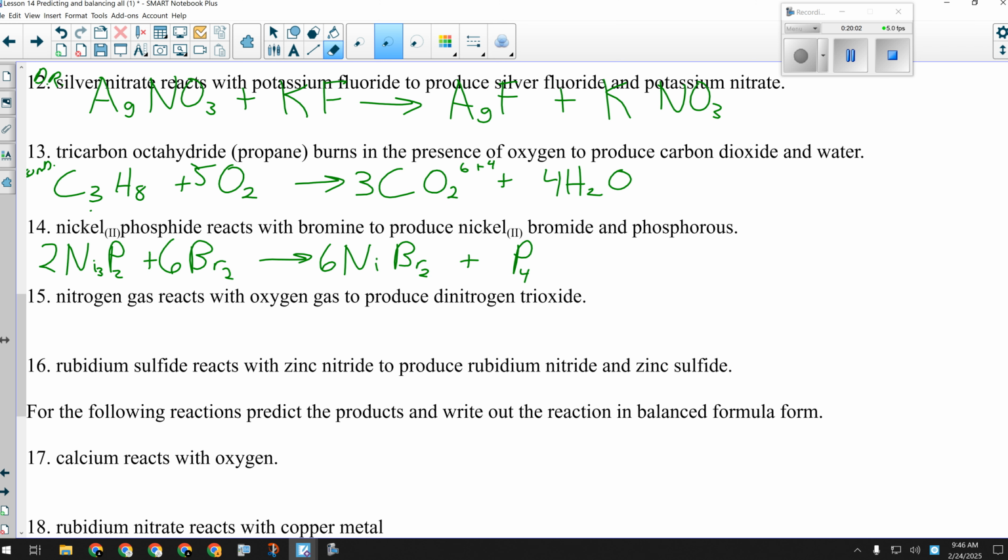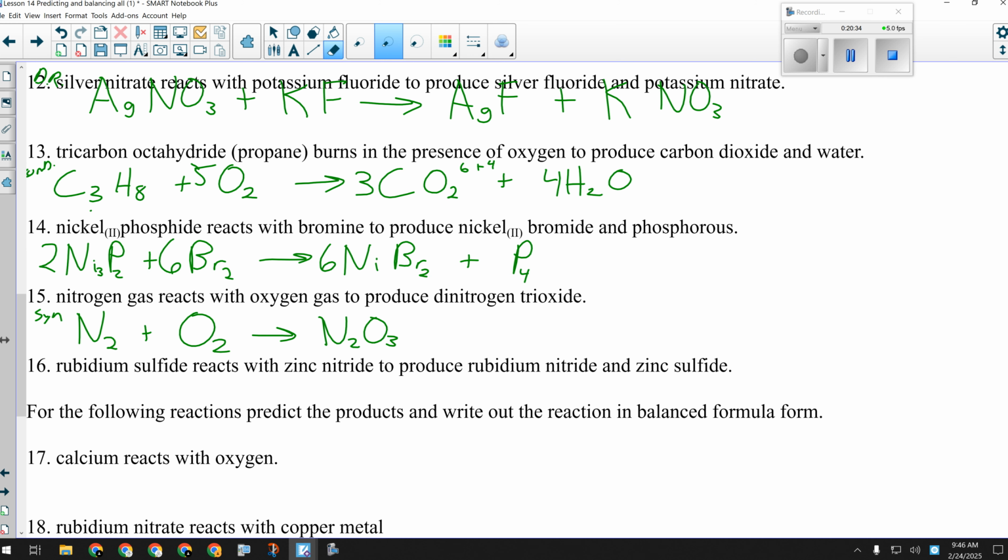Okay, so nitrogen gas. What do I need to remember about nitrogen when it's by itself? It's a 2. Okay, and it's reacting with oxygen gas, also special. Okay, and that is going to produce dinitrogen trioxide, N2O3. Okay, what kind of reaction is that? It's a synthesis reaction. Sorry, what kind was 14? Single replacement, yeah. Okay, so ionic compound reacting with an element. This one here is synthesis.